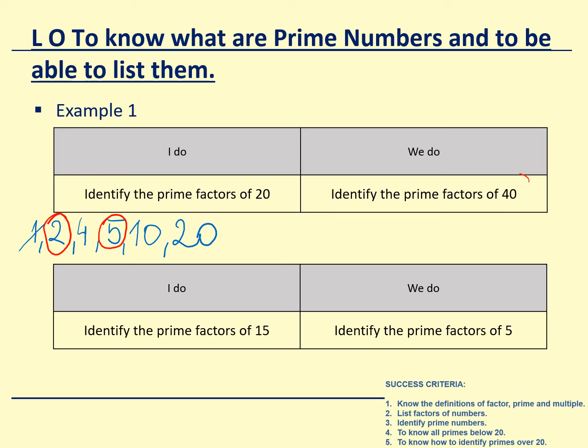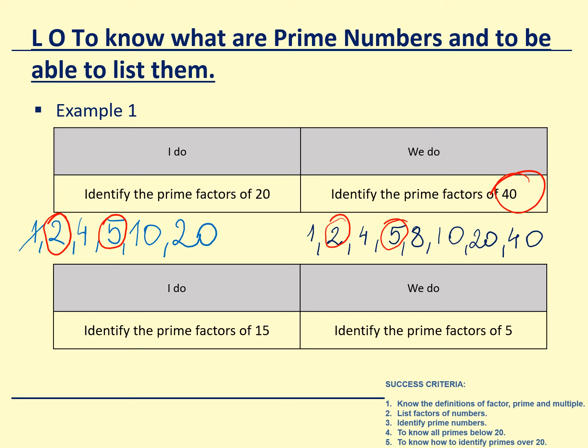Now pause this video and try to find the prime factors of 40. You should have listed them already. So it's 1, 2, 4, 5, not 6, not 7, but 8. So it's 5 times 8, 4 times 10, 2 times 20, and 1 times 40. Now which of those numbers are primes? 2, 5, and that's it. If that's what you've got, well done.